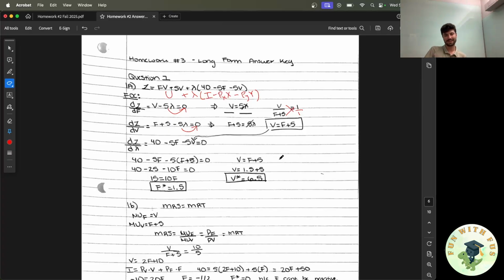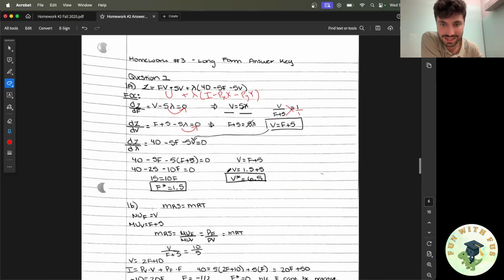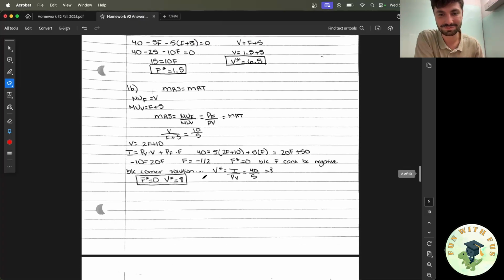And I know you're like, Robert, do we have to do this ever? Yeah, it's miserable, bro. I know. The Lagrangian sucks, and luckily for you, in part 2, we know it sucks. So now you're not required to use the Lagrangian. You can go back to your little MRS equals MRT ways and be a little smart ass about it. Then you know how to find the optimal bundle without the Lagrangian.